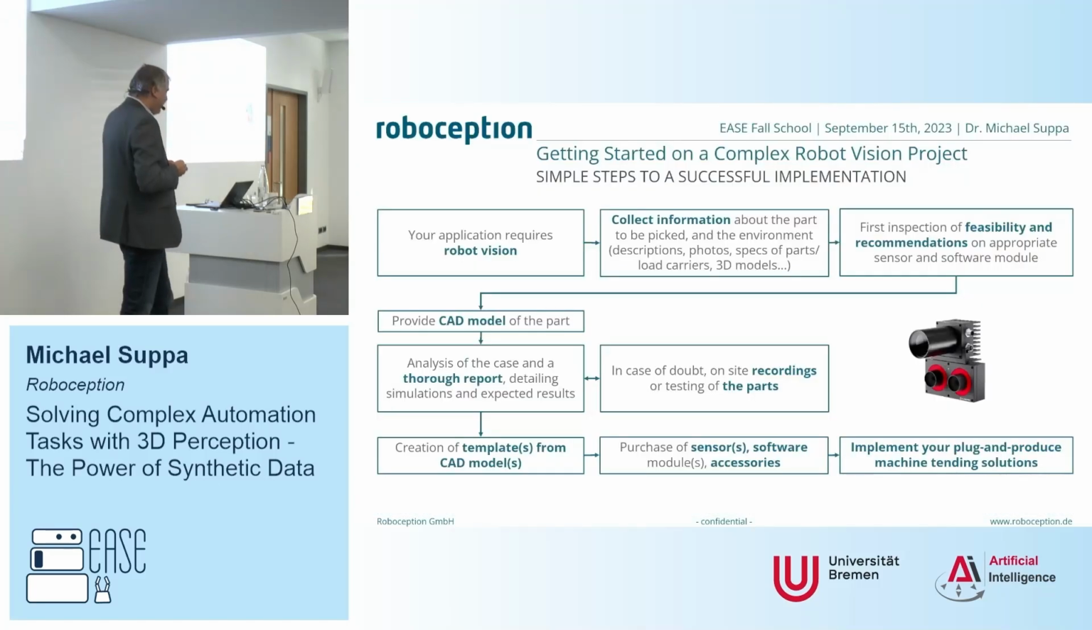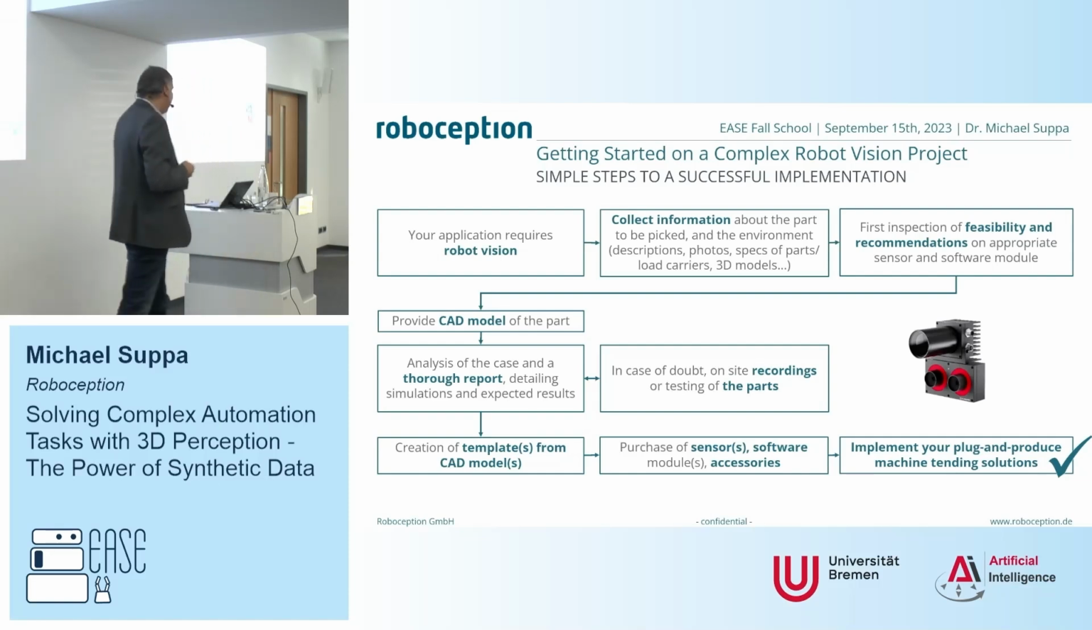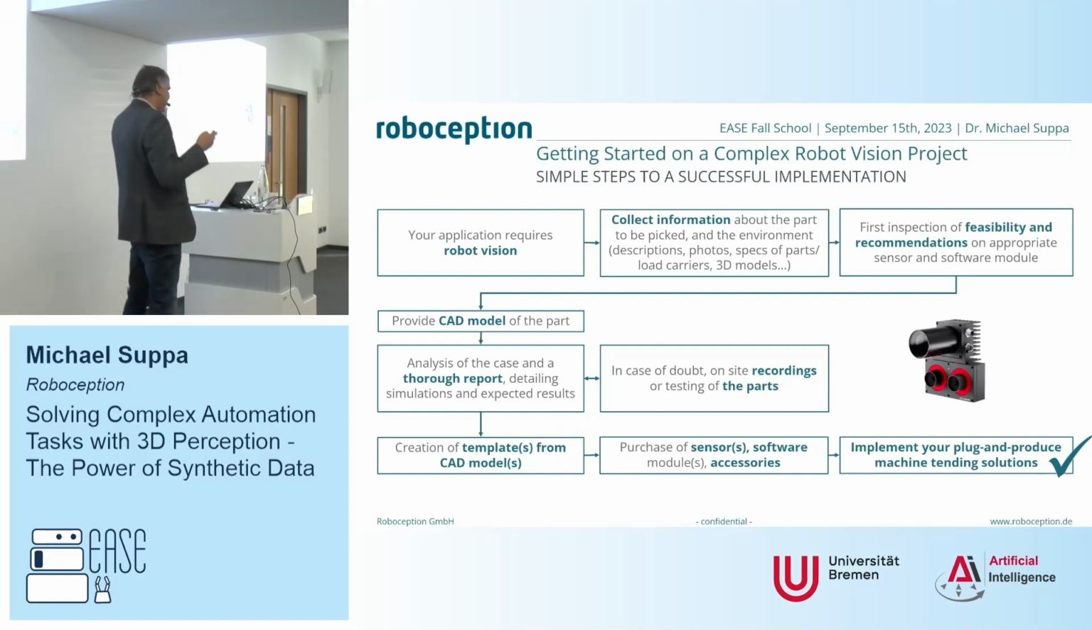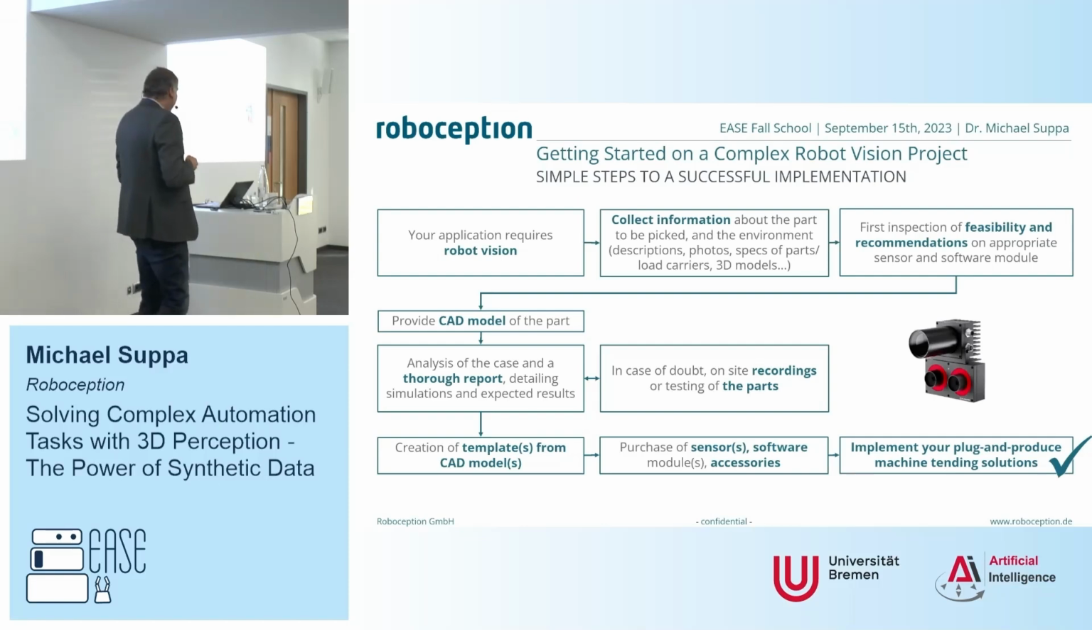Good. How does it work then when you have a complex automation project? So you figure out your application requires robot vision. You collect the information, as said already, so description, photos, specs, load carriers, 3D models, whatever you can get. Usually we have a form for that, and people just fill out what they know. And what they don't know, they leave blank, and then we have to deal with that. So it's a very simple form that gives us a rough idea what they want to do.